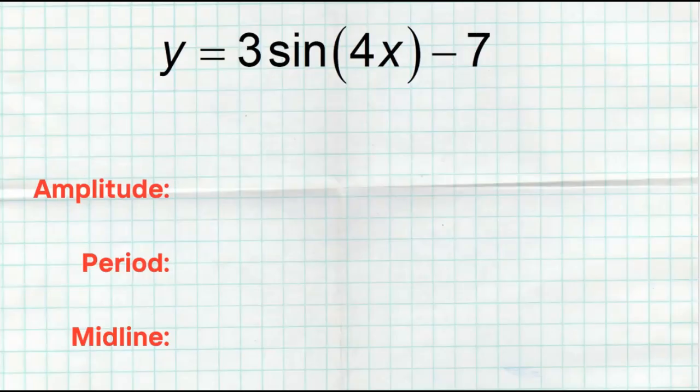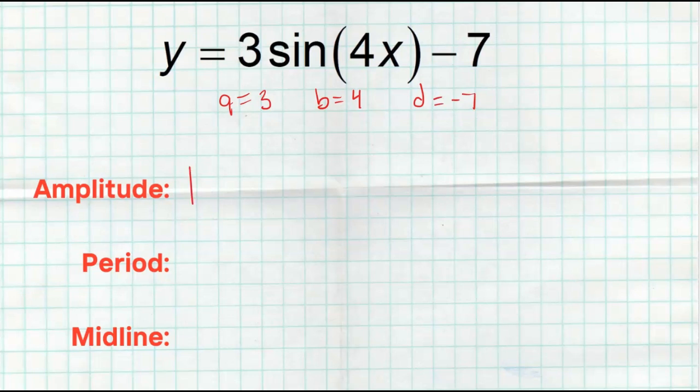All right, in this first example here, we see a sine function with several transformations. We're asked to find the amplitude, the period, and the midline. So let's first start with some of the easier things. The first thing is the amplitude, right? The A value is 3. The B value is 4, and the D value is -7. There is no C value inside the function.